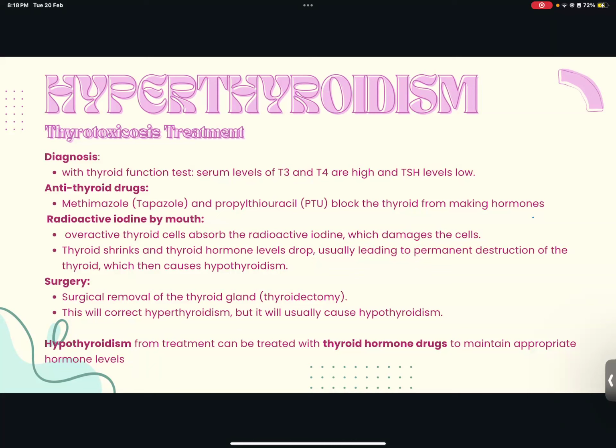And there's also a surgical resection of the thyroid gland, which we call thyroidectomy. And usually they do something called a subtotal thyroidectomy, which means that they don't remove the entire thyroid gland, they leave some parts because they don't want to remove the parathyroid glands as well. And this is going to correct hyperthyroidism again, but it might also cause hypothyroidism because you no longer have thyroid tissue. Now, hypothyroidism from the treatment of hyperthyroidism can easily be treated by hormone replacement therapy.